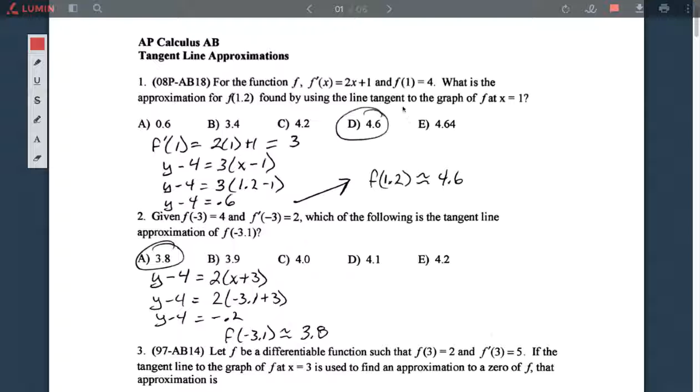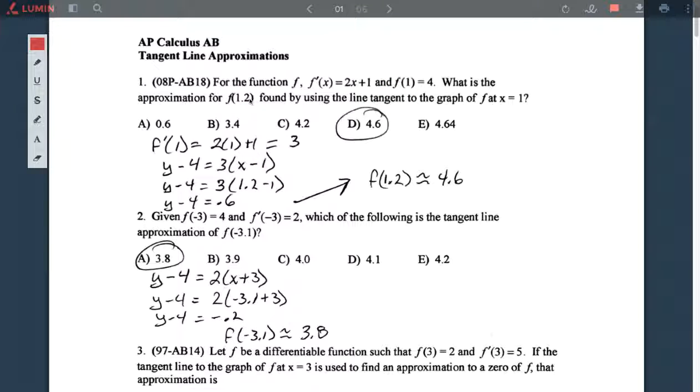So we want to write a tangent line at this point. So that's going to give me y minus my y value and x minus my x value. I need a slope. Remember, to get the slope, we've got to go to the derivative. So I'm going to plug 1 in here. So 2 times 1 gives me 2, plus 1 gives me 3. So that's why my slope is 3. So y minus 4 equals 3 times x minus 1 is my tangent line.